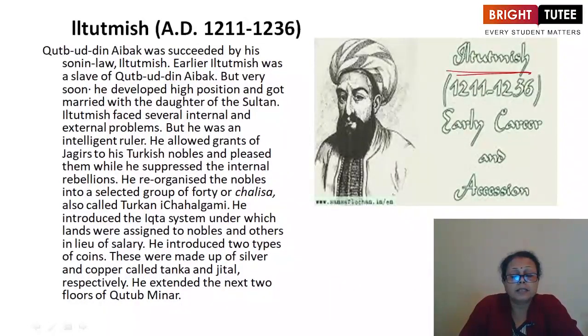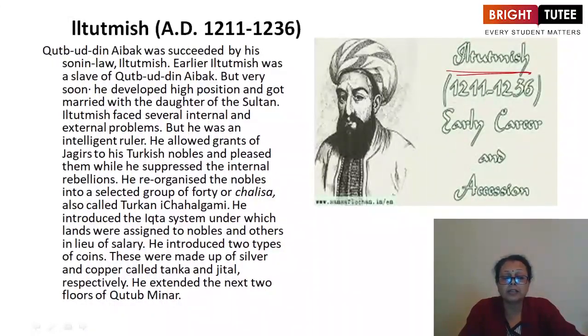Earlier, Iltutmish was a slave of Qutbuddin Aibak, but very soon he attained a high position and got married to the daughter of the Sultan. Iltutmish faced several internal and external problems, but he was an intelligent ruler. He granted jagirs to his Turkish nobles and pleased them, while he suppressed the internal rebellions. He was very efficient and suppressed all the internal rebellions.